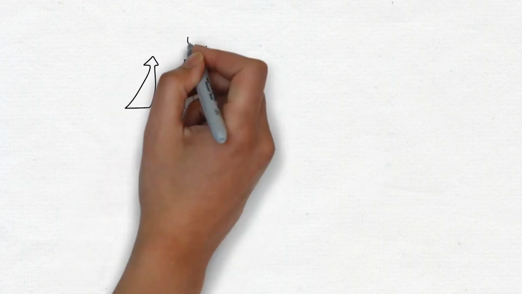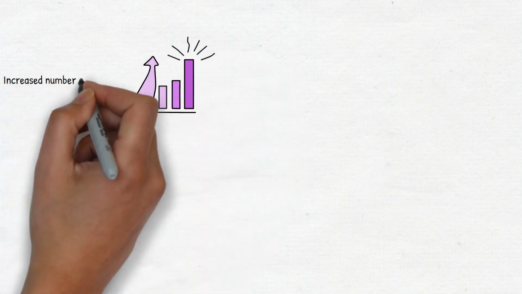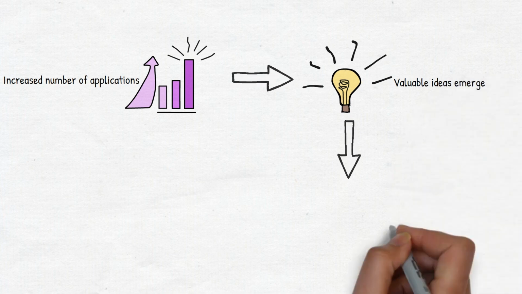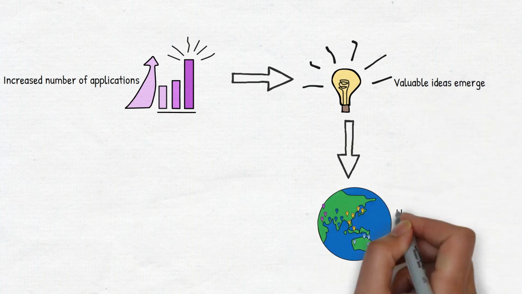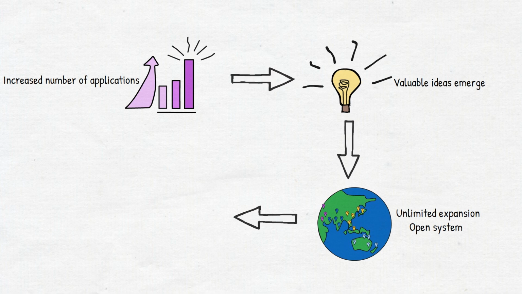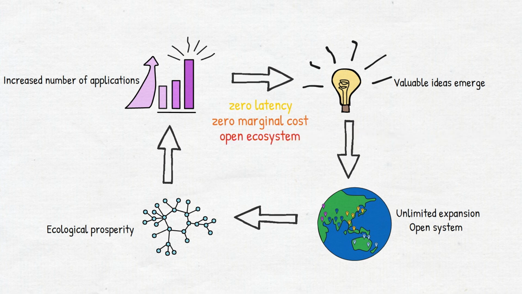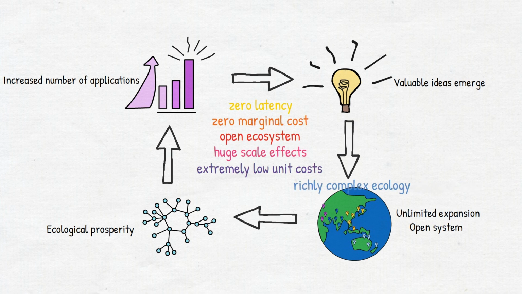Focus on the development of underlying infrastructure until various creative applications emerge, increasing the number of ecosystem participants. The increase in numbers leads to the emergence of new ideas and applications. This creates a positive feedback loop, making the ecosystem spontaneously more prosperous and complex. I believe the keywords for the future of blockchain are zero latency, zero marginal cost, an open ecosystem, and the huge scale effects, extremely low unit costs, and richly complex ecology it brings.